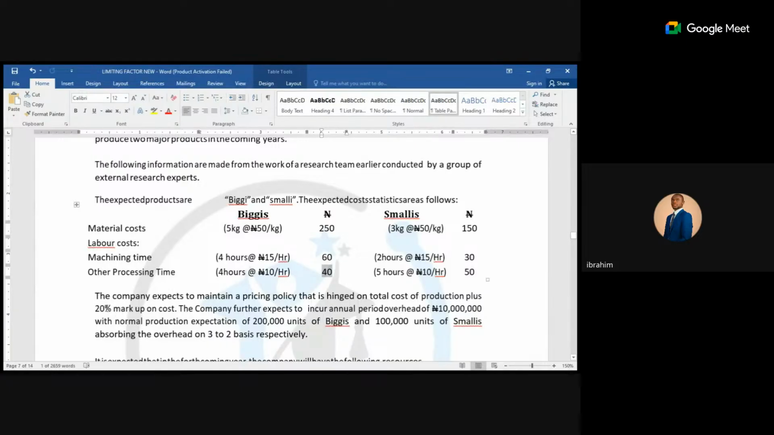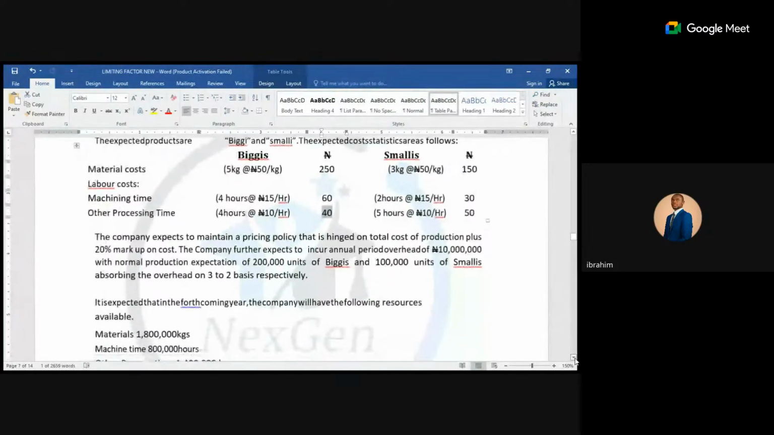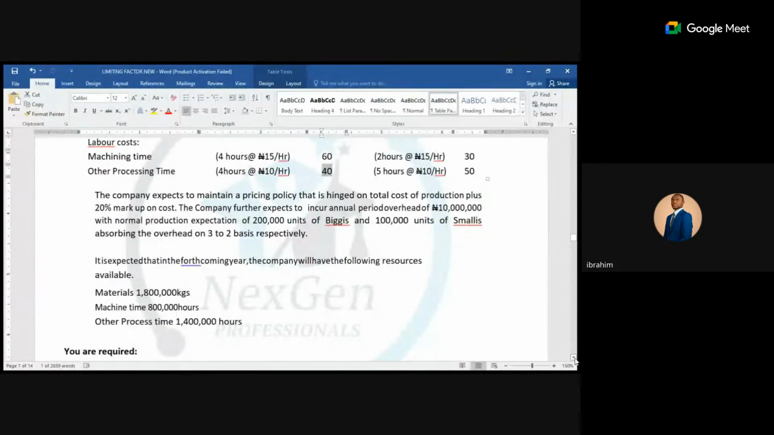Now, the company expects to maintain a pricing. Now, this is the pricing they're talking about in the requirement. The company expects to maintain a pricing policy that is aimed on total cost of production plus 20% markup on cost. That is the pricing policy. We should not forget our markup and our margin.